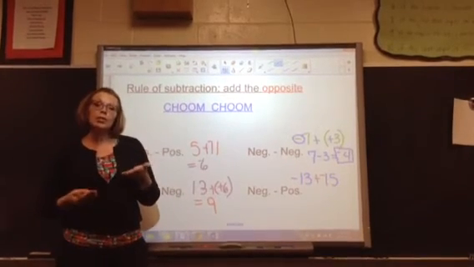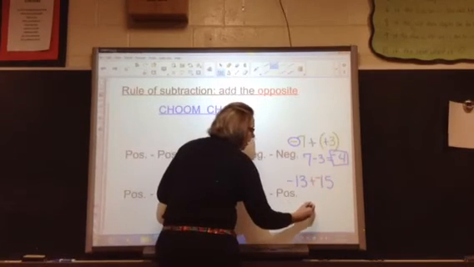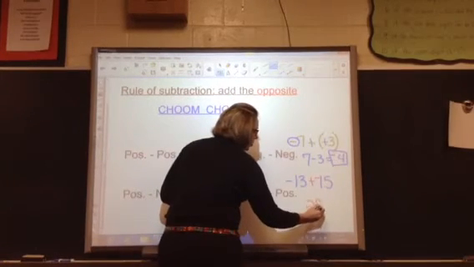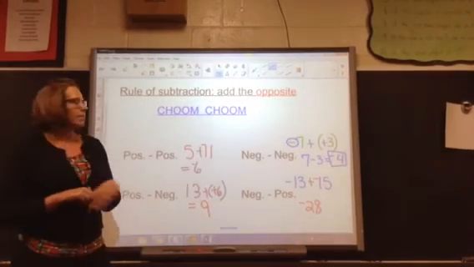The rule for addition, same signs, add and keep. I'm going to add these two numbers together. 13 plus 15 is 28. Keep the sign, negative 28.